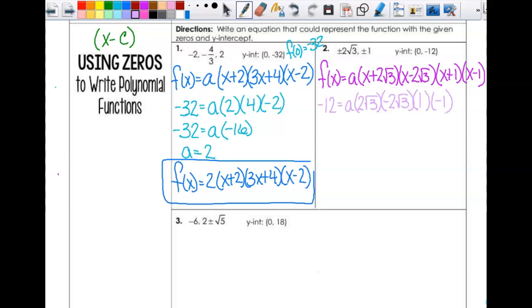Did we all at least get to this point? Let's talk about these numbers so we make sure we're doing the right thing here. Negative 12 equals a times. All right, so when I multiply all 4 of these together, is my answer going to be positive or negative? Positive. So then I can just ignore the sign. So really all I have to do is 2 square root of 3 times 2 square root of 3. What's that?